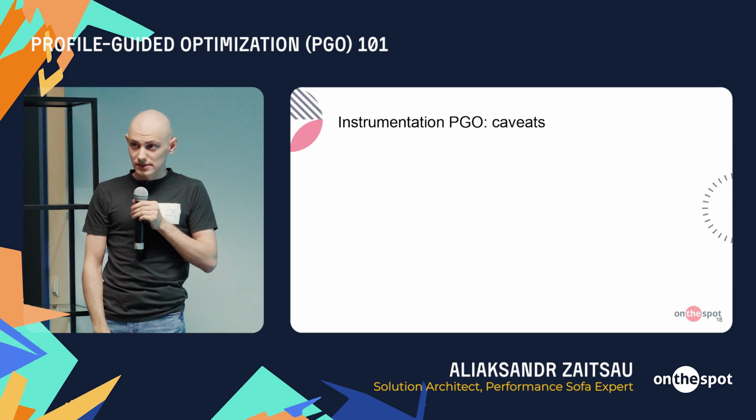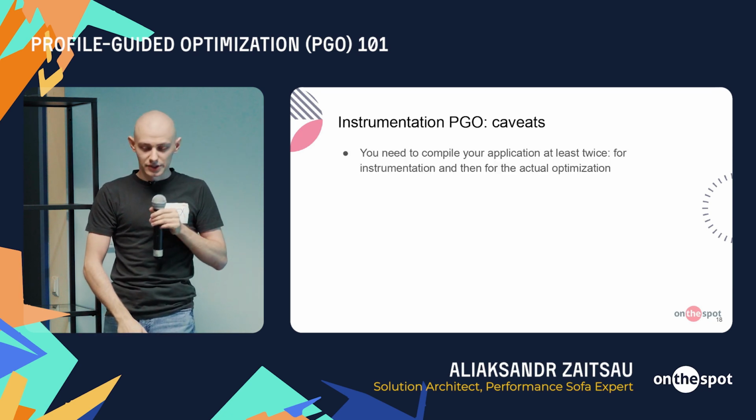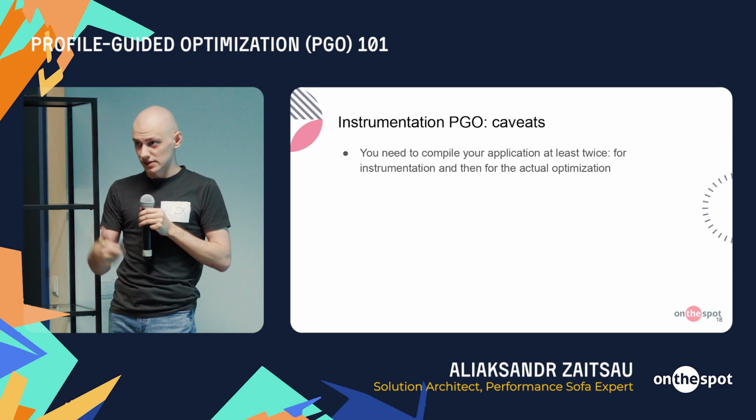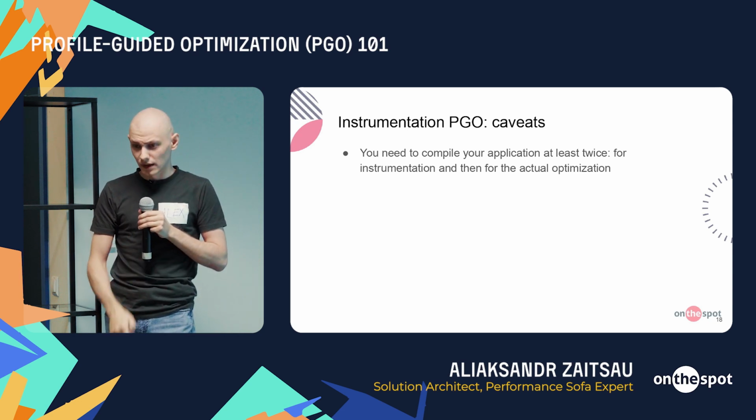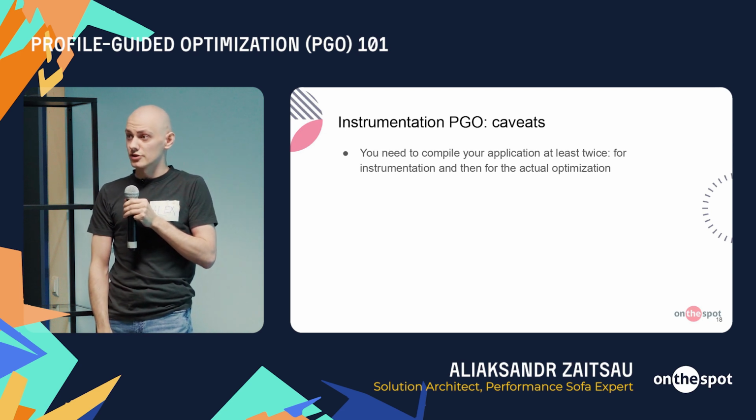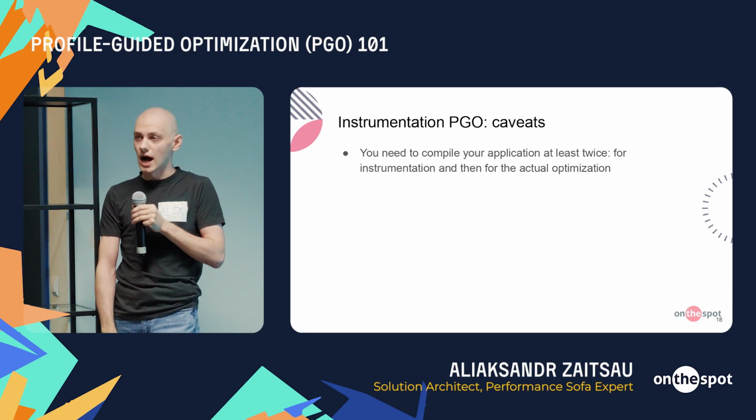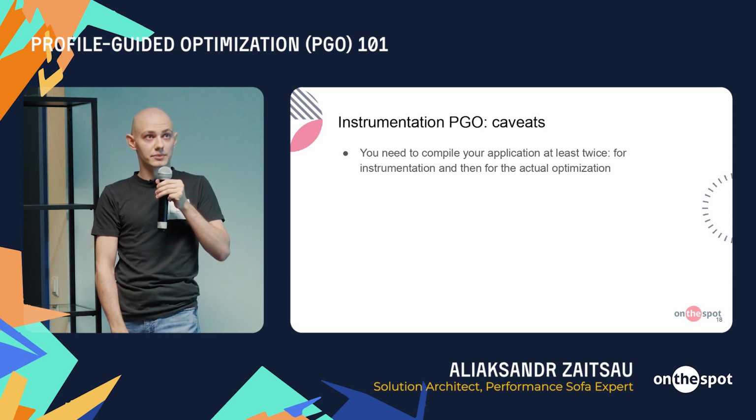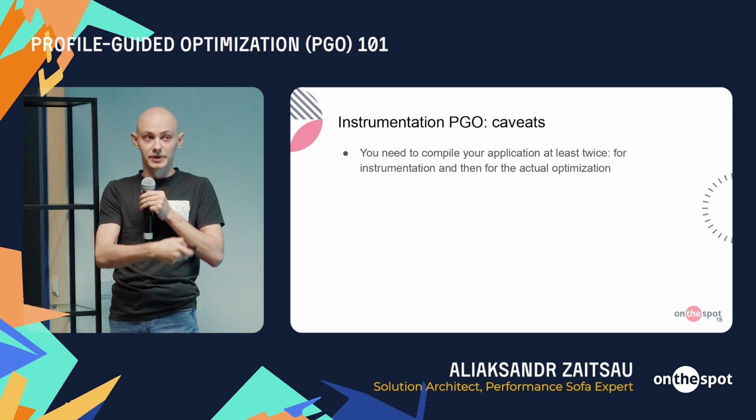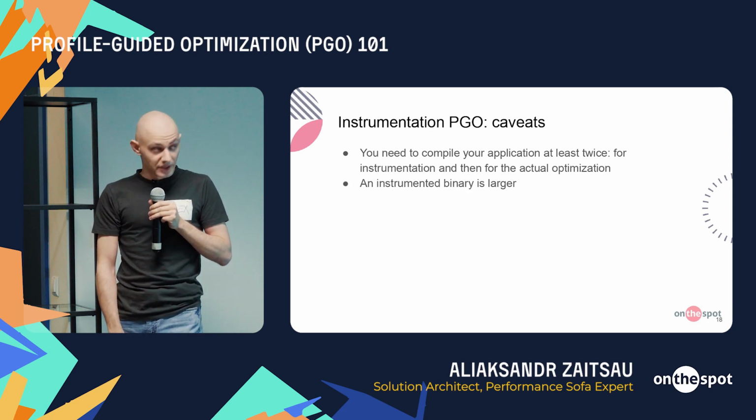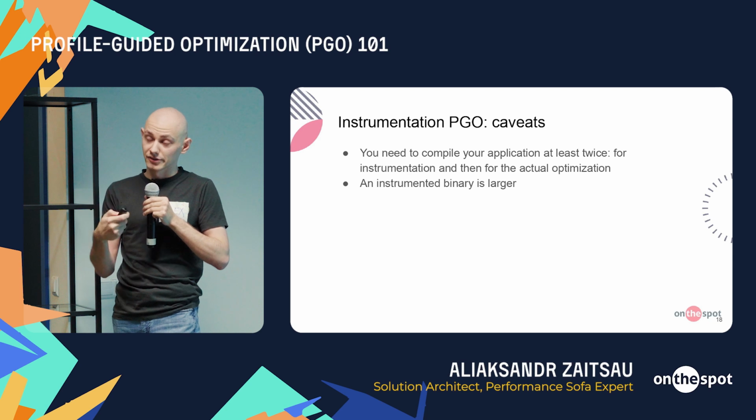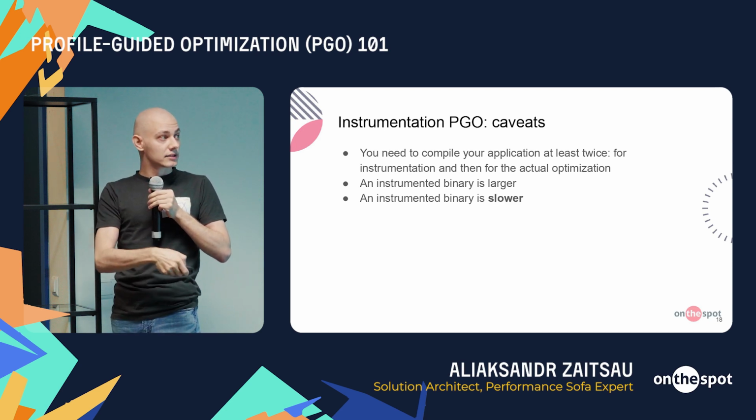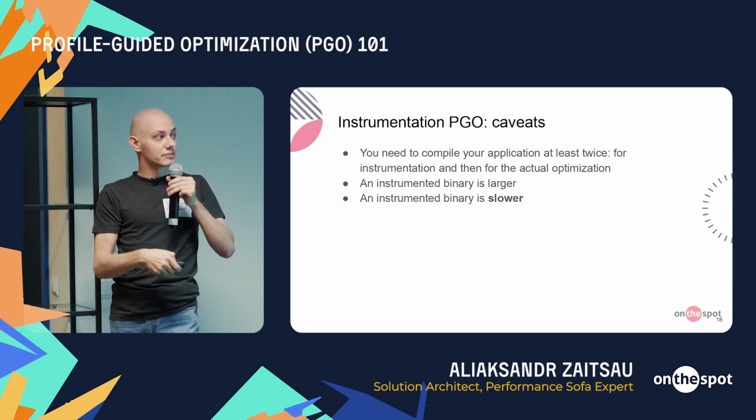Unfortunately, instrumentation PGO has a lot of limitations. And the first one, you need to compile your application at least twice. Once for instrumentation and another for the optimization phase. Unfortunately, huge applications, especially C or C++, can take hours to build. And with instrumentation PGO, you double this time at least twice. It could be a problem, your CI pipeline will not be happy. As a second one, the instrumented binary is larger because a lot of additional instructions are inserted into your binary. It can be a limitation, and the biggest caveat is the instrumented binary is slower.